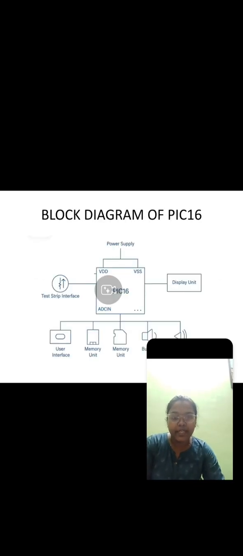Then this is the block diagram. So you can see the test strip interface. The test strip interface is nothing but this. The center block is the PIC 16 microcontroller. So we have a test strip.